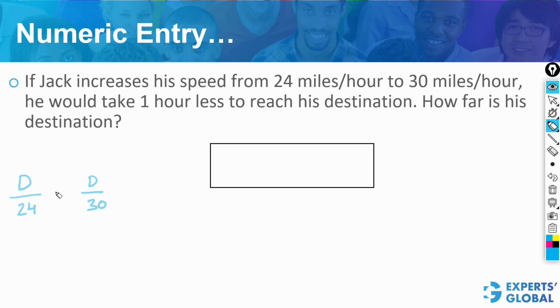It's given that the difference is 1 hour because at a higher speed, he takes 1 hour less. On solving it for d, we get d as 120 miles. That's the correct answer.